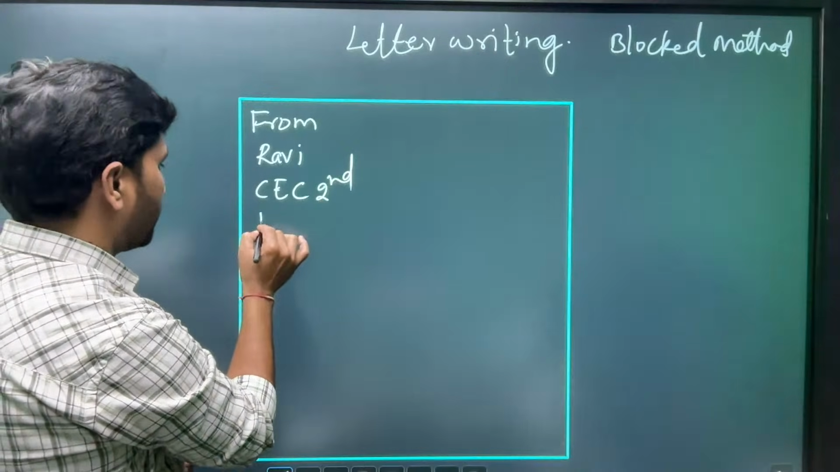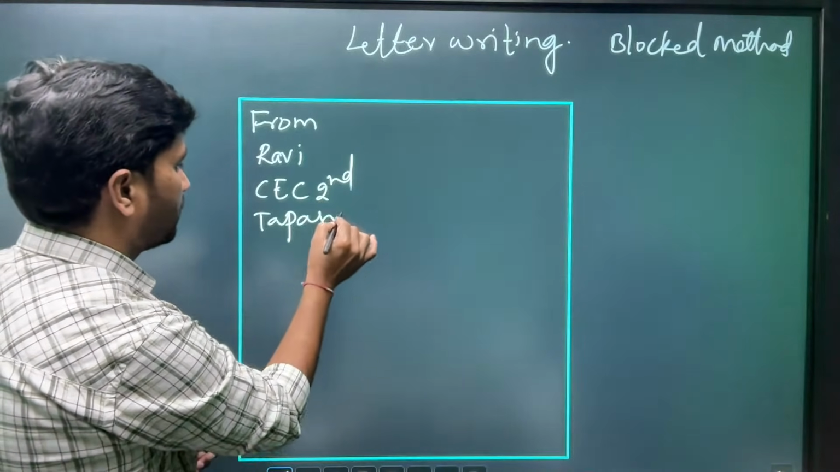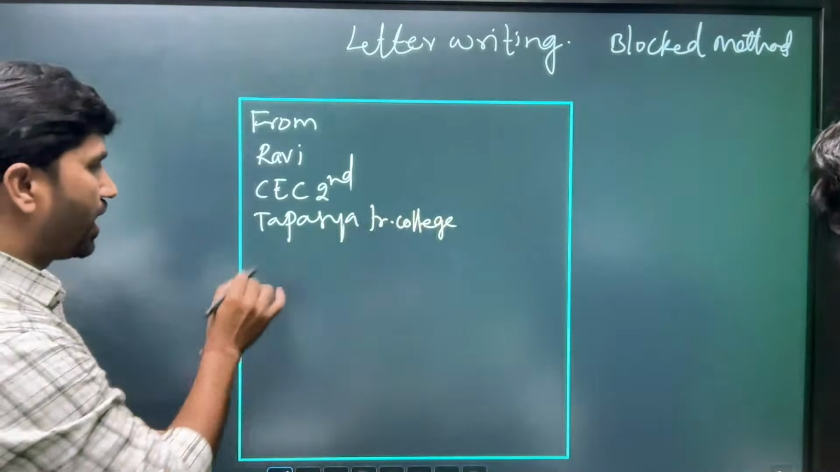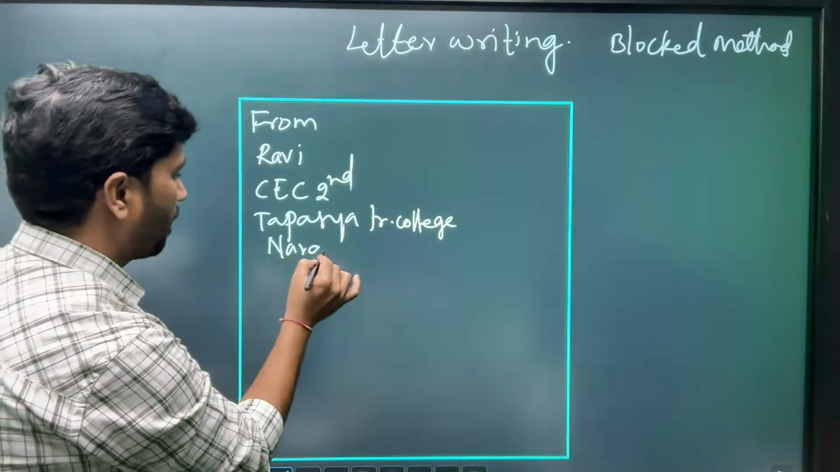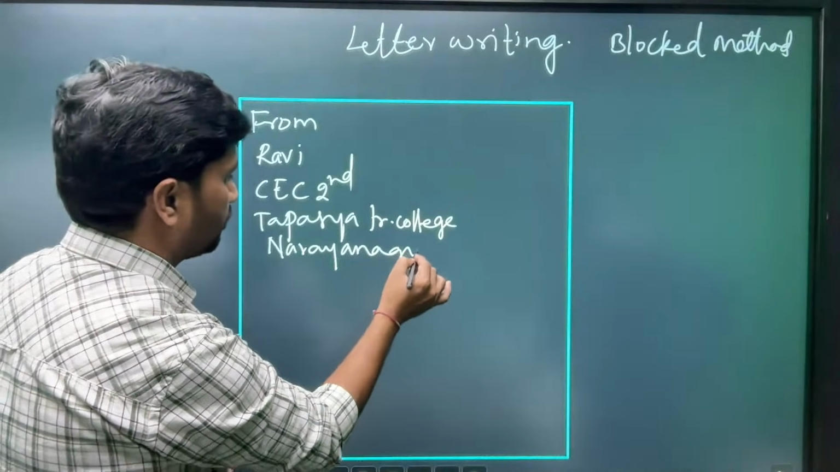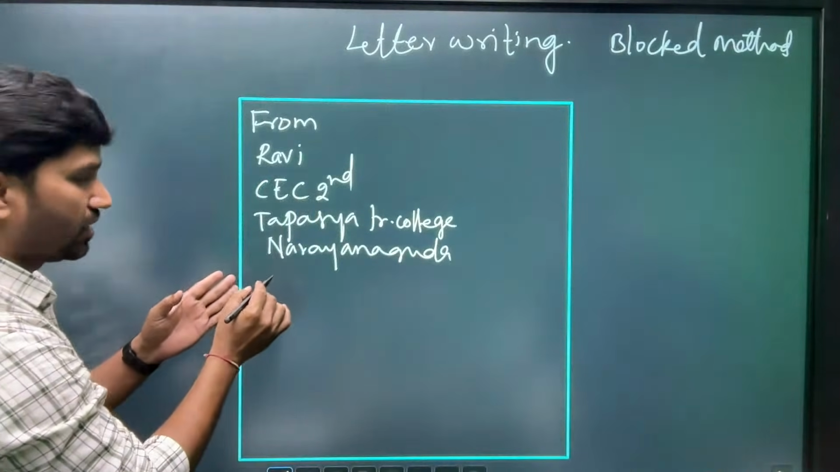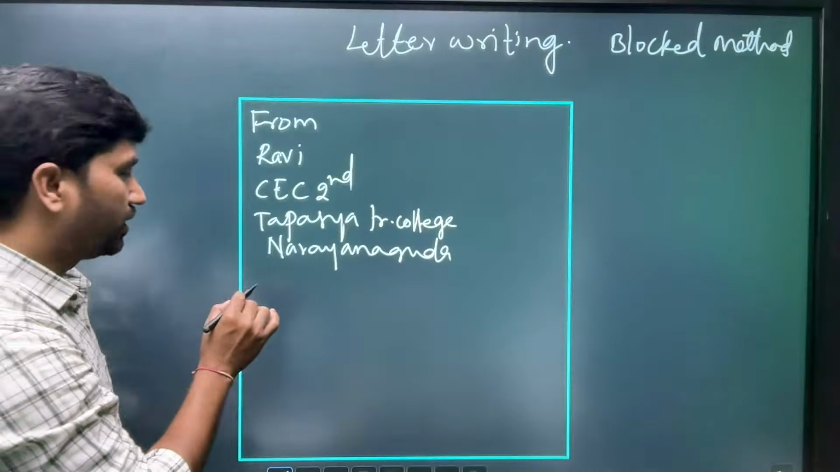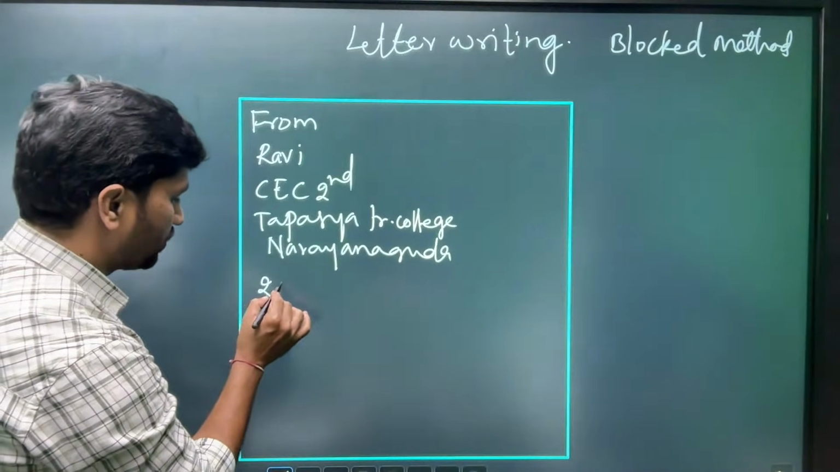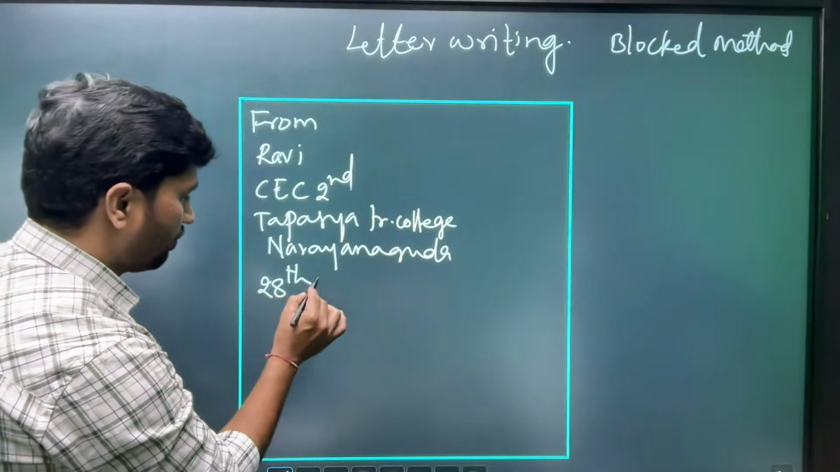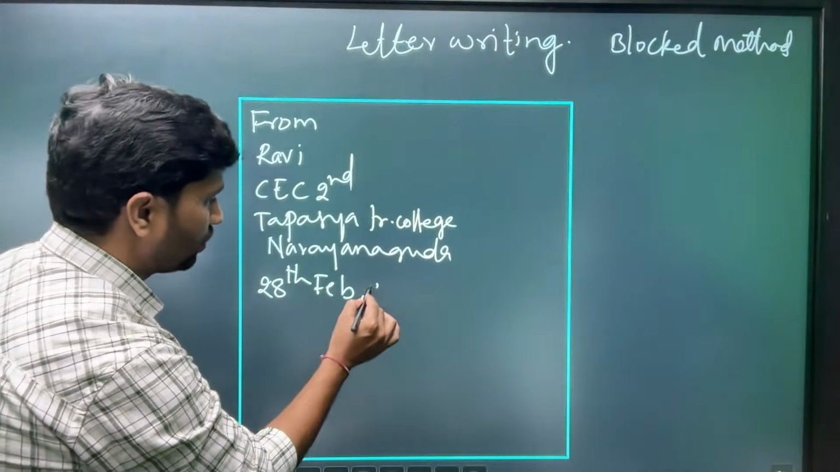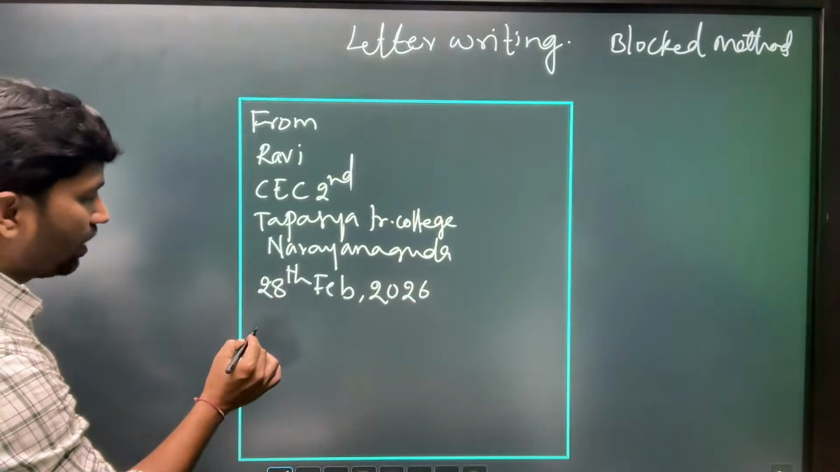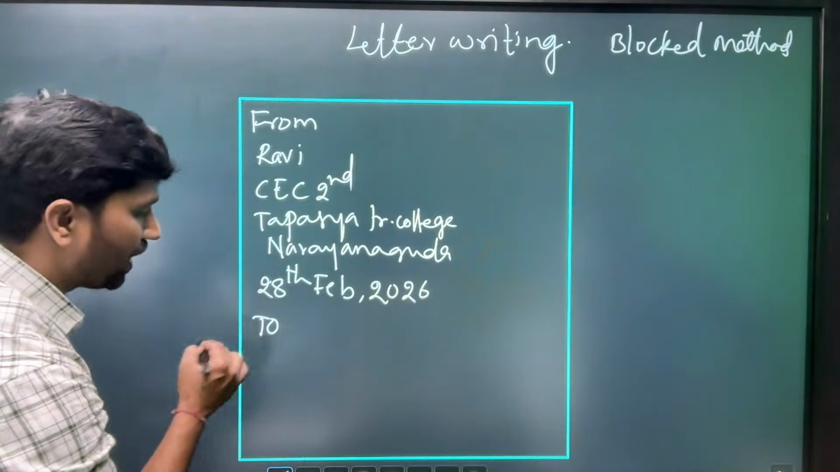Then Tapasya Junior College, Narayanaguda. This is the from address. Now after completing your from address, we place the date. For example, tomorrow's date is 28th Feb 2026. After the date, write the to address.